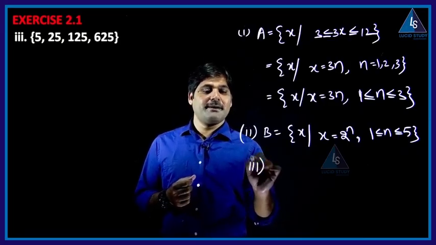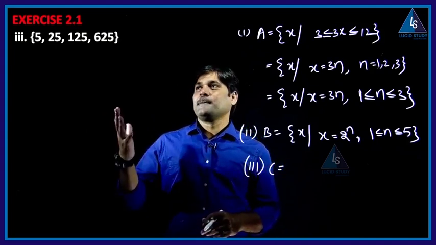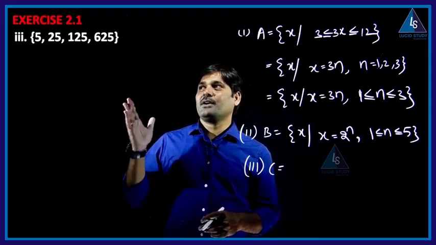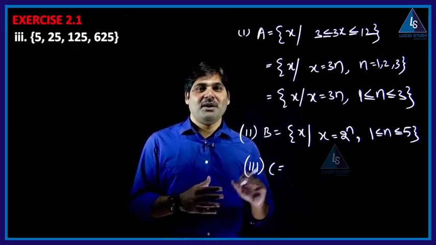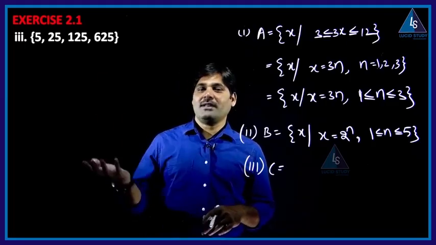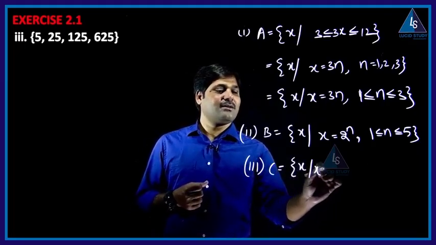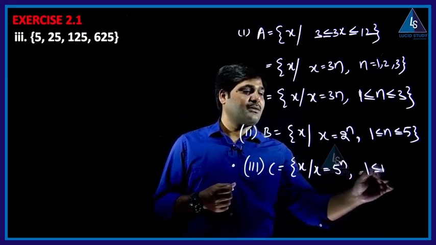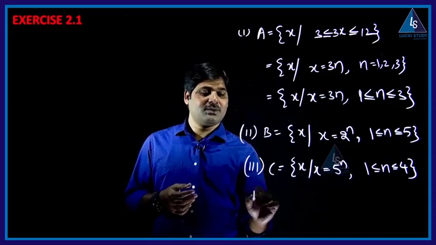Next, question number 3. See, if I take that set as C, now see what is given in the third question. The third question is given that 5, 25, 125, 625. So this is also in the form of 5 power n, right? 5 power 1 is 5, 5 square is 25, 5 cube is 125, 5 power 4 is 625. So I will write the same thing here also. So C is x such that x is equal to 5 power n, where 1 is less than or equal to n, less than or equal to 4. Okay, done.